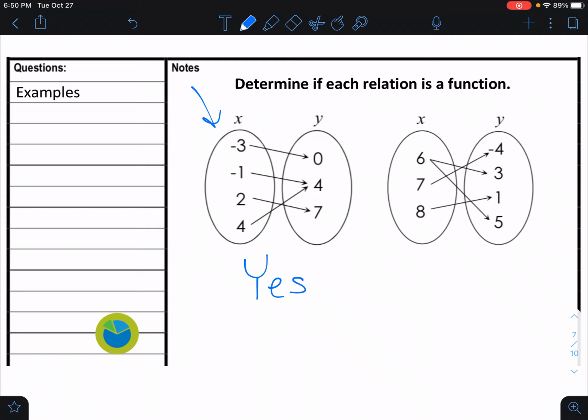Okay, so on the second mapping diagram, you'll notice this is not a function, and the reason for that is that 6 goes to 3, and it also goes to 5. For a function, each x should have exactly one y. Well, this one has two y values, 3 and 5. So this is not a function. So that's how you tell from a mapping diagram.